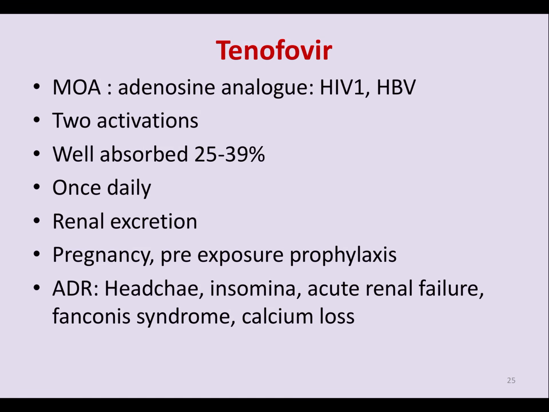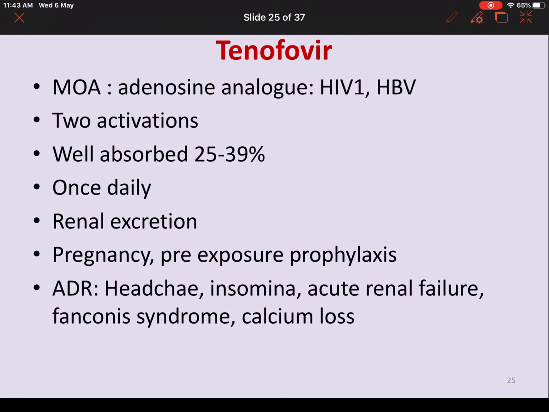Tenofovir is an adenosine analog. This requires only 2 activations. It is already a monophosphate, so it requires only di and triphosphates. So only 2 phosphates are added. It is a once daily dosing. It's given in pregnancy and for post-exposure and pre-exposure prophylaxis.